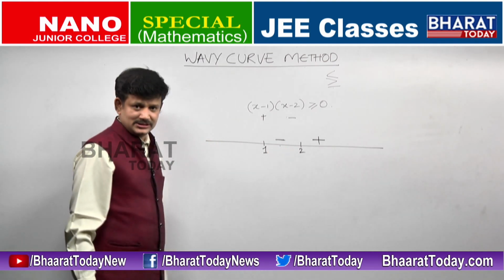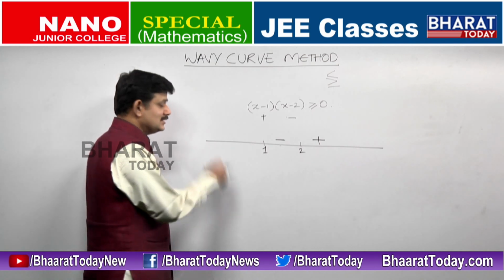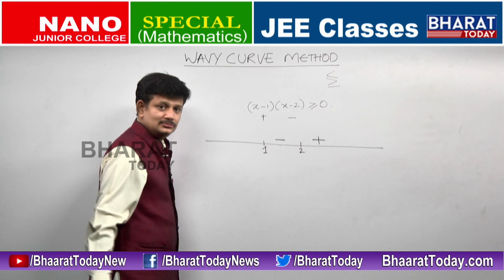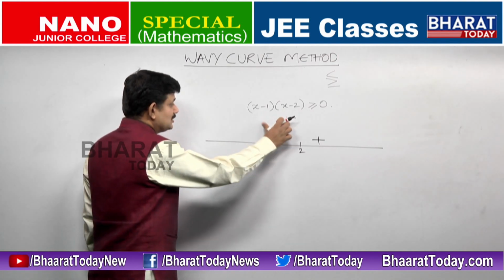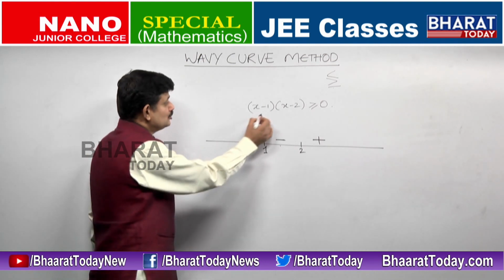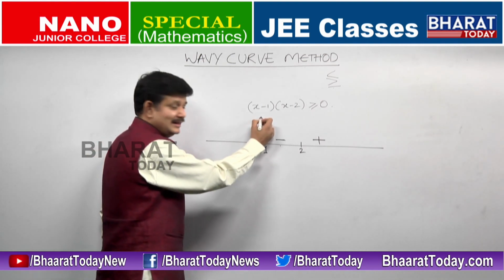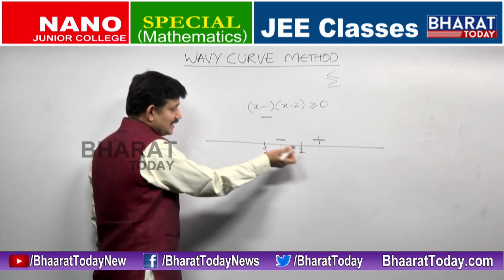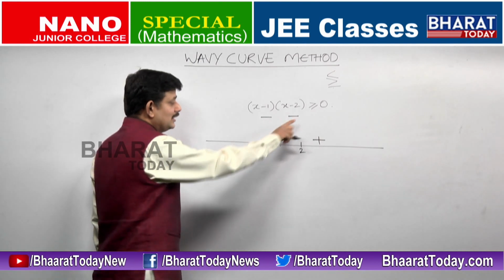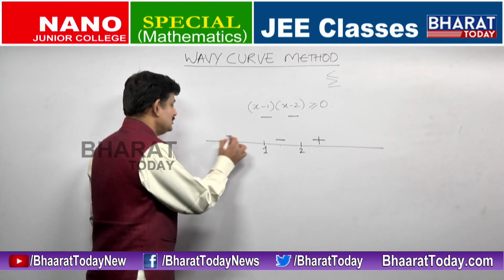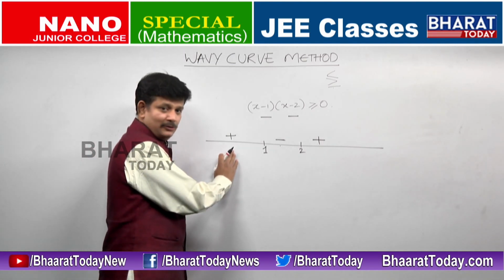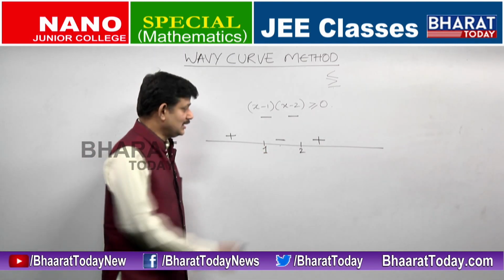Let me come to the third region. What is this region? X is less than 1 as well as 2. Now x minus 1, will it be positive or negative? X is less than 1, so x minus 1 would be negative. X is less than 2, so x minus 2 is also negative. Product of two negative numbers will be positive. So in this region we have positive. So here I have positive, here I have negative, here I have positive.